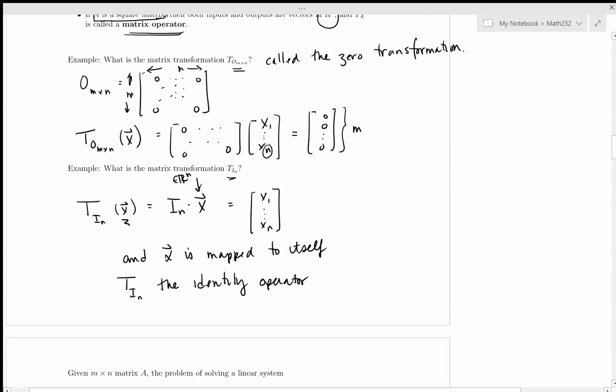I want you to just compare that to 1 in our normal arithmetic, right? Think of what happens with multiplication, the operator of multiplying. If I take x times 1, I get x. So 1 is the multiplicative identity, and I is playing that same role here. I is the identity transformation.